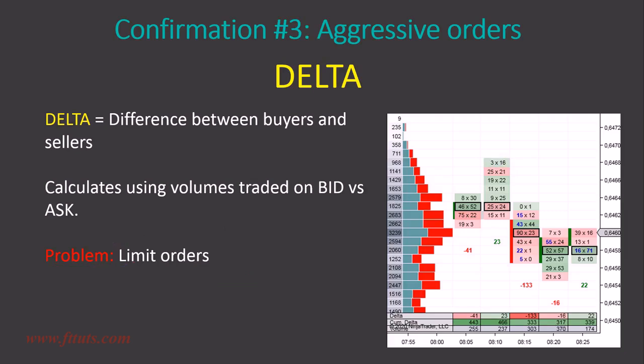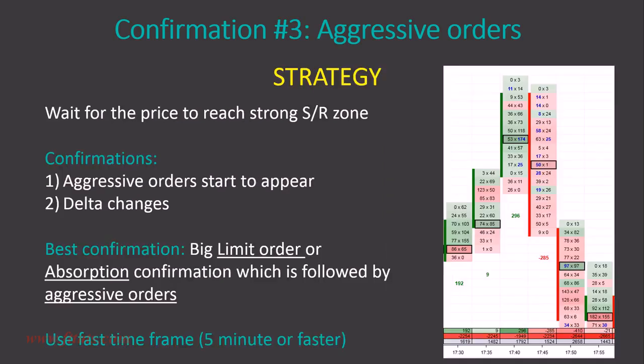Now, I've just explained it very briefly, so if you didn't understand what I meant by that, I think the best would be to rewatch one of the first videos where I talked about the footprint and how it's calculated in more detail. All right, so anyways, this is how delta works. It's tightly connected with aggressive orders, and that's why I needed to mention it in this video. All right, it's tightly connected with this confirmation strategy.